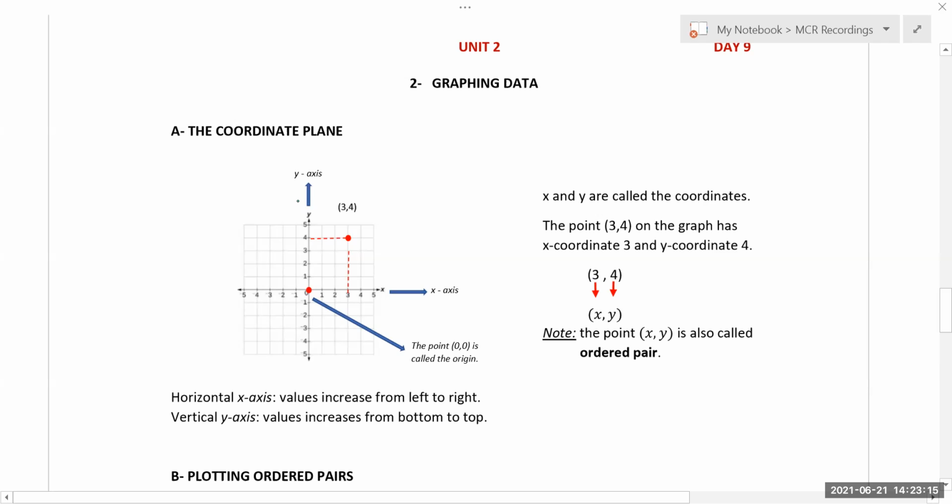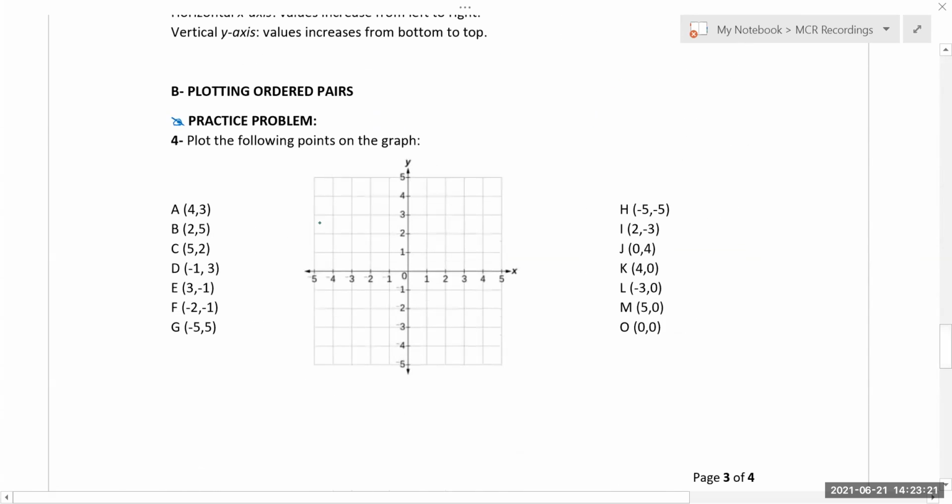So to plot your ordered pairs, say I want to plot A. A says go 4 over and go 3 up, and that's A. B says go 2 over and 5 up, and that's B. O says don't go anywhere, it's 0, 0. To get some of the negatives, H says go -5 for X, -5 for Y. So you should pause and try to graph a few of these and see if they match.